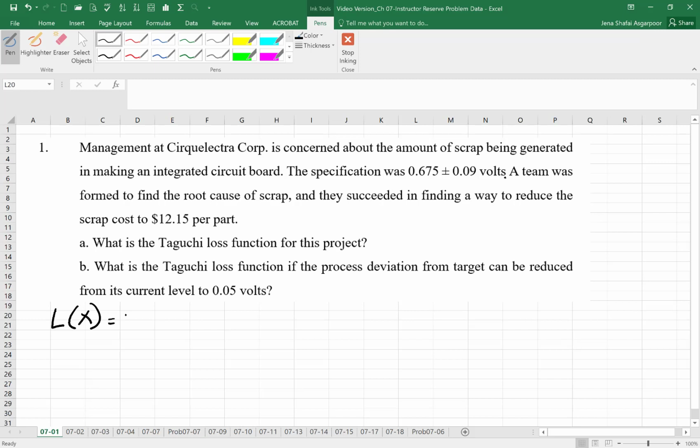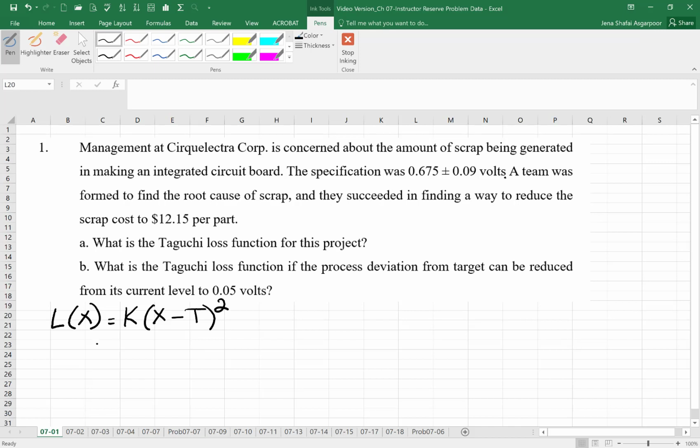So a constant is computed that will be multiplied by the amount of tolerance squared. Tolerance is measured by the value of the quality characteristic that is being monitored minus the target value, or the nominal value that we want that quality characteristic to have. So that's the loss function expressed in equation form.